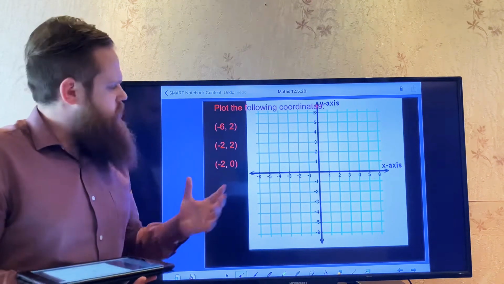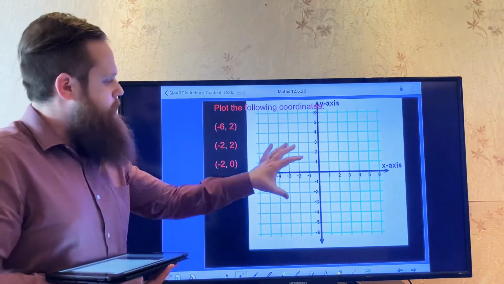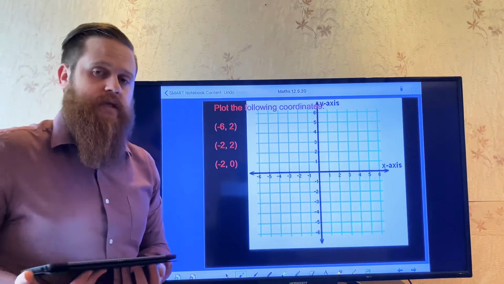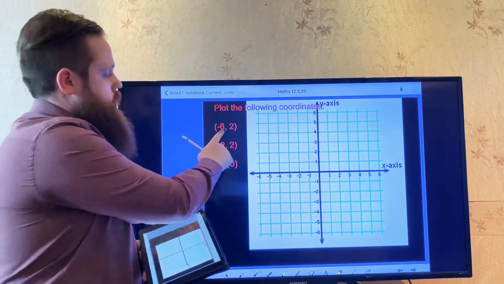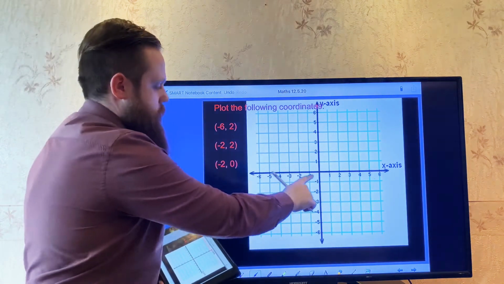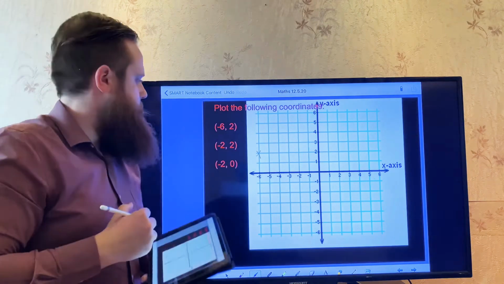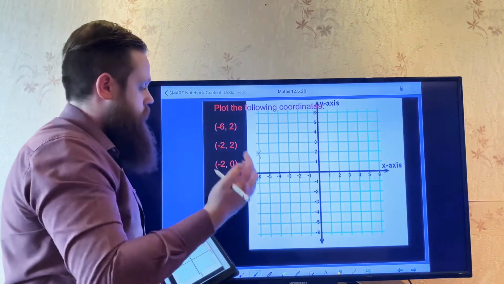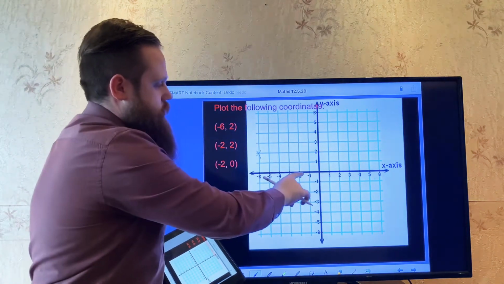Pause the video, have a little go, see if you can work it out. Either from these coordinates, what's the 4th one, or try and imagine plotting it on here. Which one would be missing? Let's find out. Okay then, the coordinates for point number 1 are minus 6, 2. So minus 6, 2, just there. Minus 2, 2 for the second point, so the coordinates for point B or point 2 are minus 2, 2.